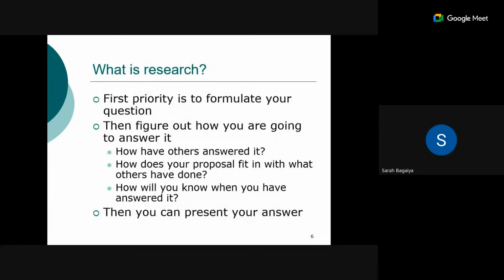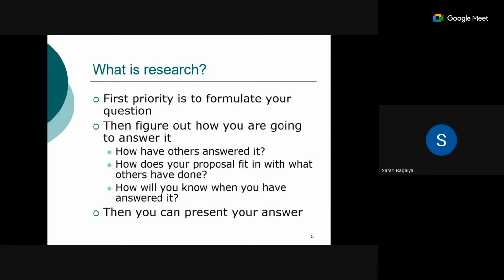The first priority when we are conducting research is to formulate your question. Then you figure out how you're going to answer it. So in research, you don't necessarily have to always reinvent the wheel. You can look at what others have done, how others have answered this particular question in the past and follow that method. You can look at how the proposal fits in with what others have done and how you will know when you have answered it.